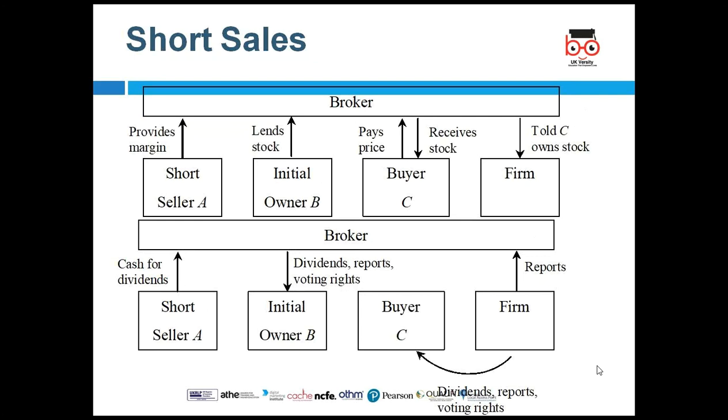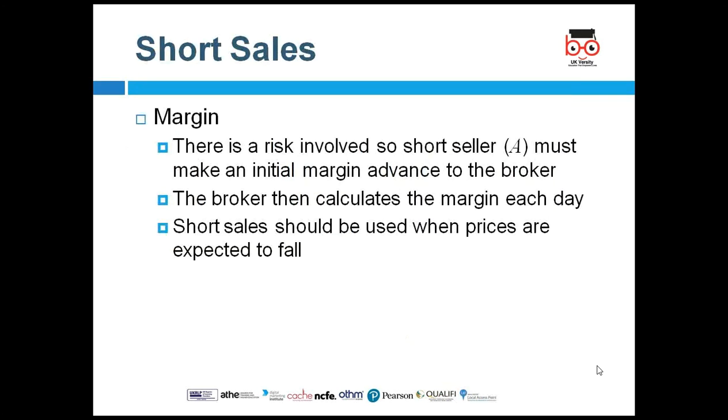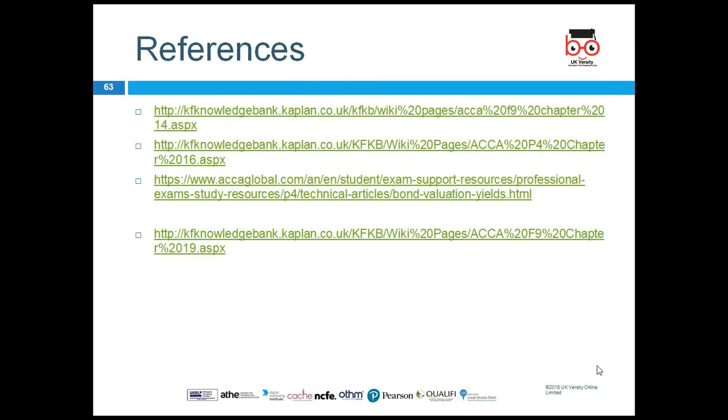In a short sale, there is the short seller A and the initial owner B. This is the whole process: pay the price, receive the stock, and the broker pays the owner cash for dividends, and the voting rights can be passed on. What is the margin? We discussed it earlier.